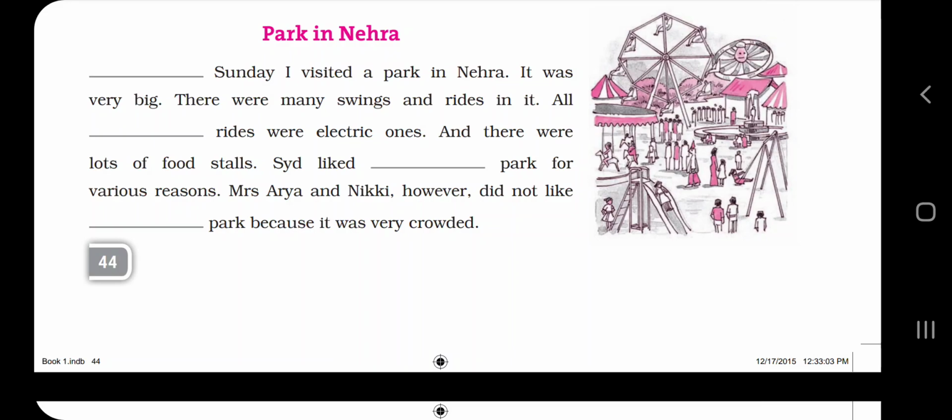Now see here, again you have to fill up. Last Sunday I visited a park in Nehra. It was very big. There were many swings and rides in it. All the rides, because this ride is already used, so we are talking about a specific ride, so we will use the before that noun. All the rides were electric ones, and there were lots of food stalls.